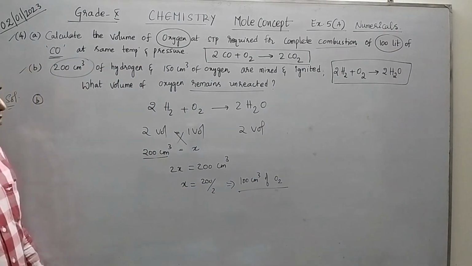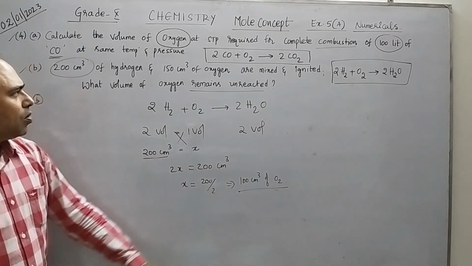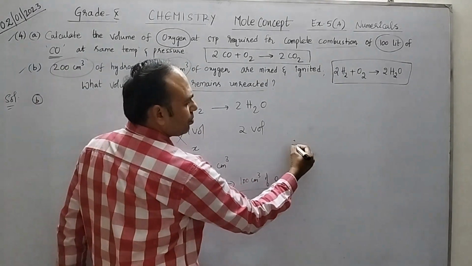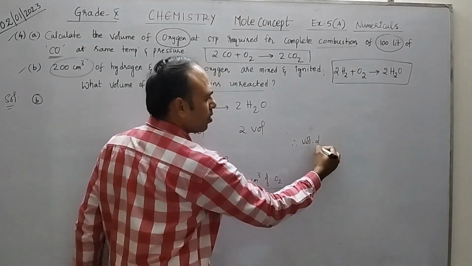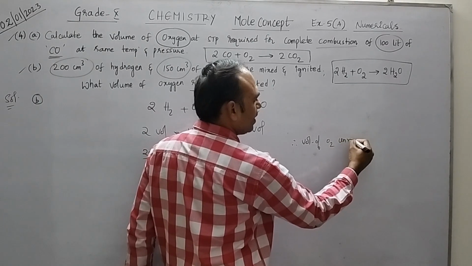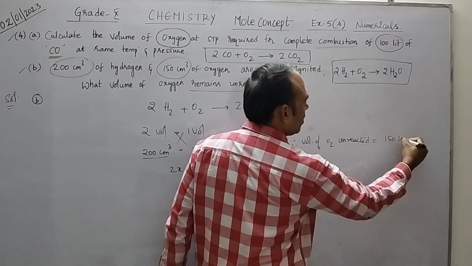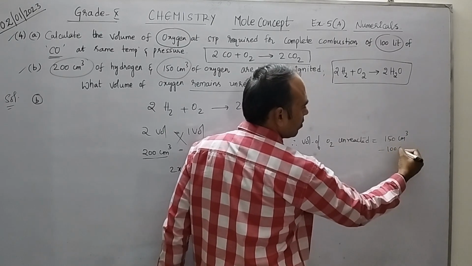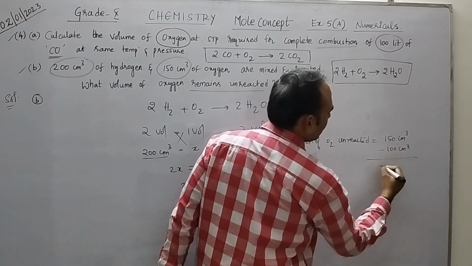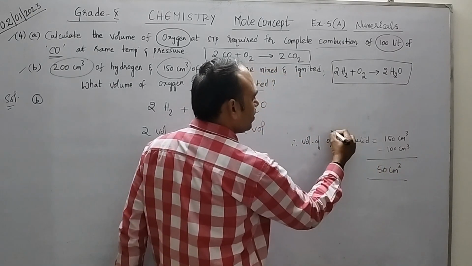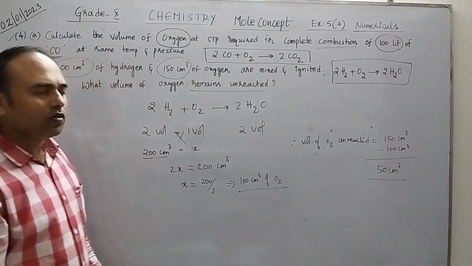Hope you have understood this. We need only 100 centimeter cube. But how much is there? 150. Therefore, the volume of oxygen which is unreacted: given volume 150, how much is required? 100. Therefore 50 centimeter cube will be unreacted, that is left out.